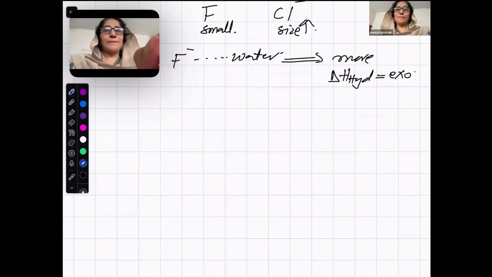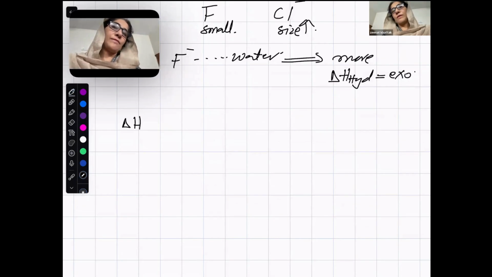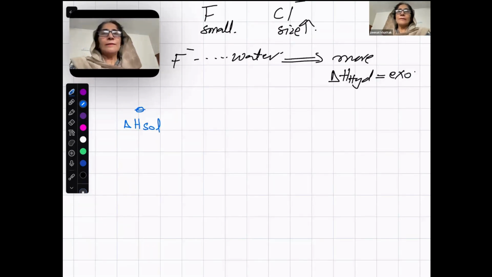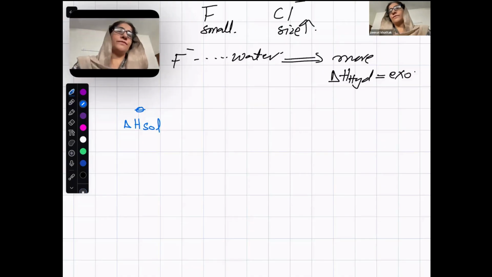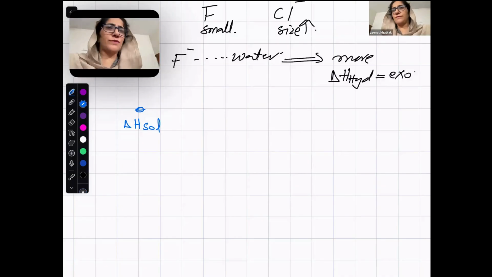Delta H. Delta H what? Delta H solution. You know what is delta H solution? When you put iron in water, hydration; when you put salt in water, solution.